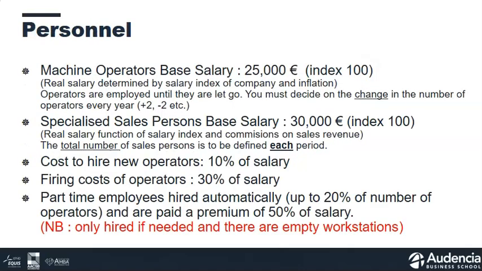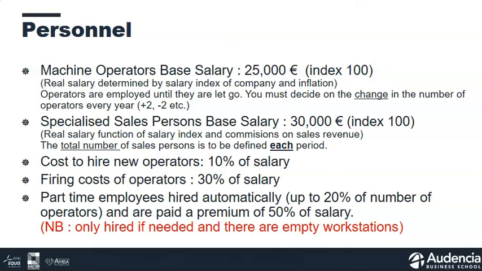You have different types of personnel that you can hire. Obviously, you start with a certain number of employees, and we already mentioned that. The salary is based on an index. So if you currently pay your machine operators 100, the index of 100, that's equivalent to 25,000 euros in the first period. If you want to change their salary, well, then you can change the value of this index to get them to pay more.